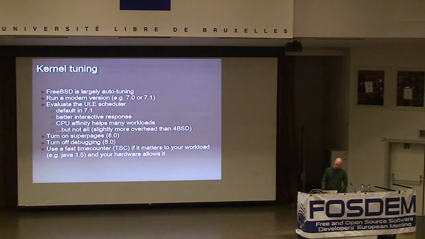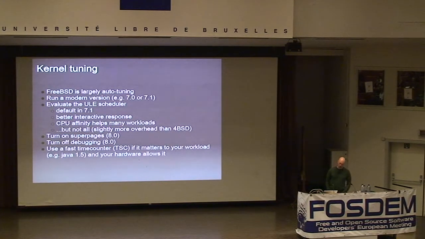So the ULE scheduler was new a few years ago, but the version in FreeBSD 7 was rewritten, and now it's free from the performance problems that it had in the past and actually performs very well. It's the default in FreeBSD 7.1, so this is only relevant if you're using 7.0, but it will typically give a performance increase on most workloads. And this comes from the fact that it does a lot of work to maintain CPU affinity, which can really help. If you can keep the caches warm in between scheduling decisions, then you'll get a lot better performance than if you have to keep satisfying cache misses.